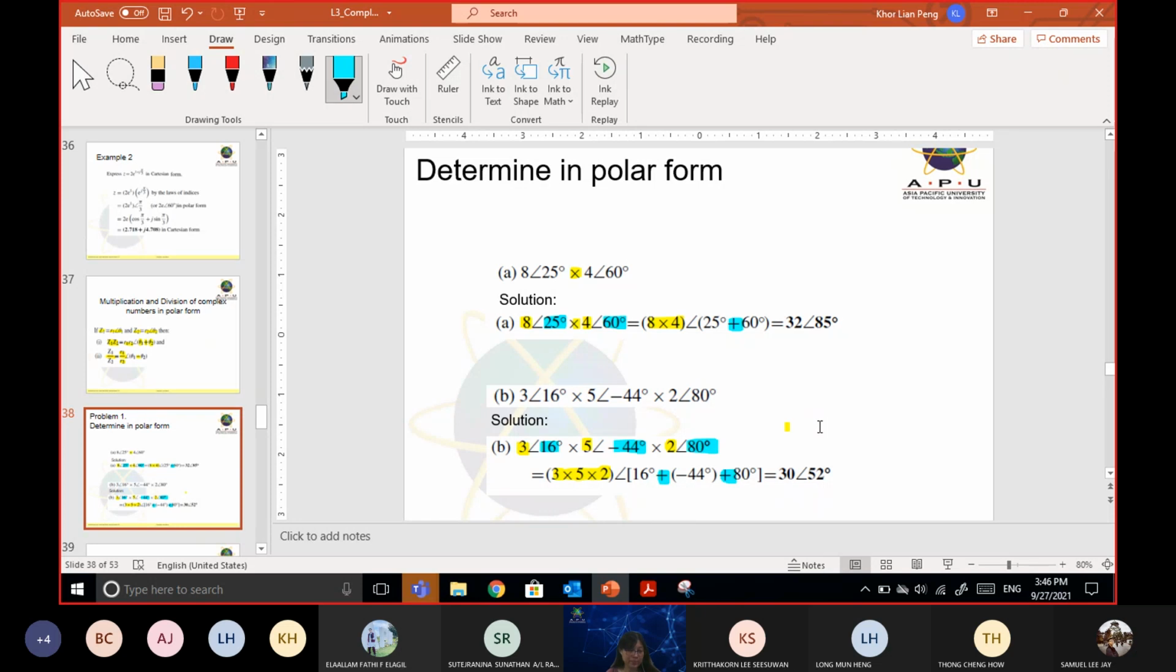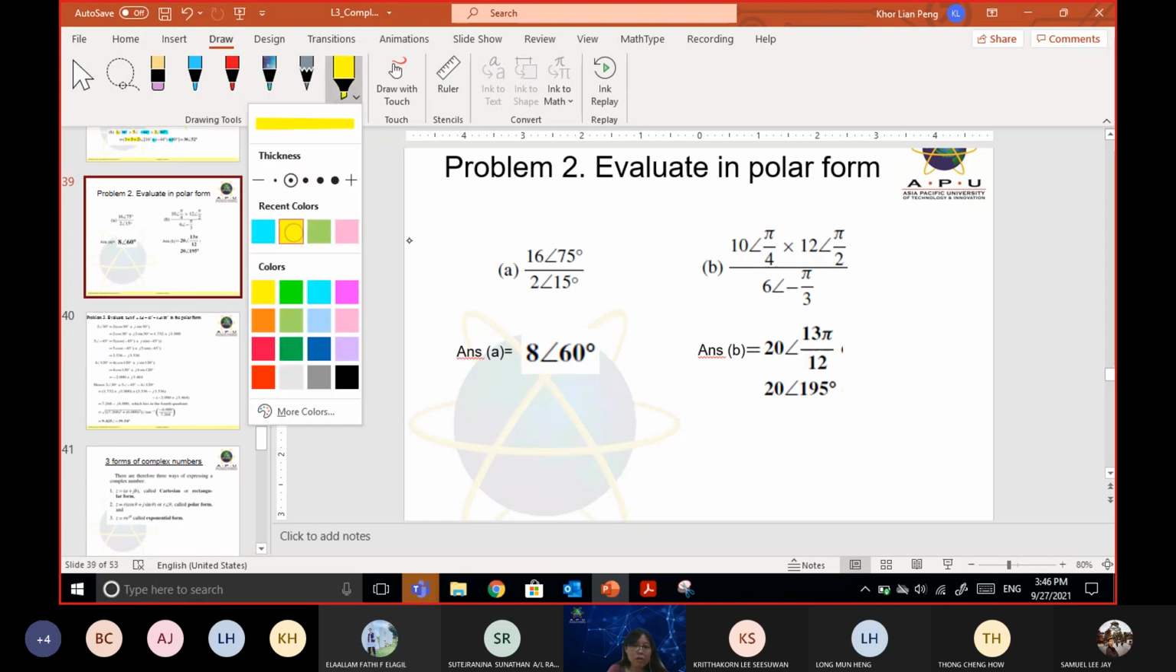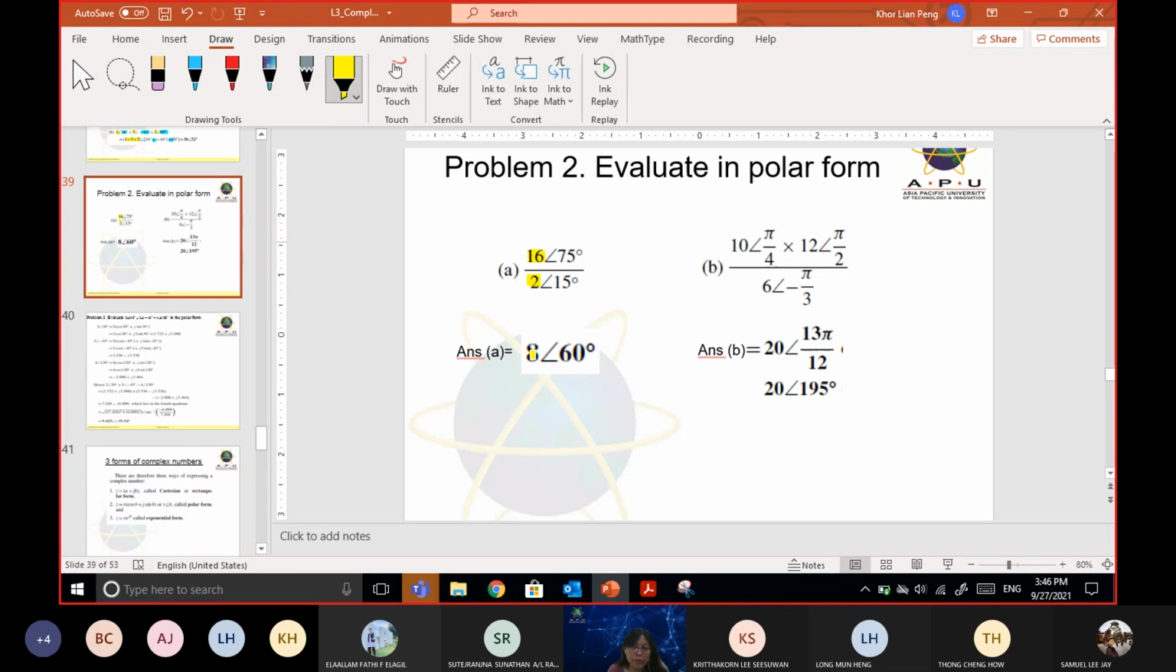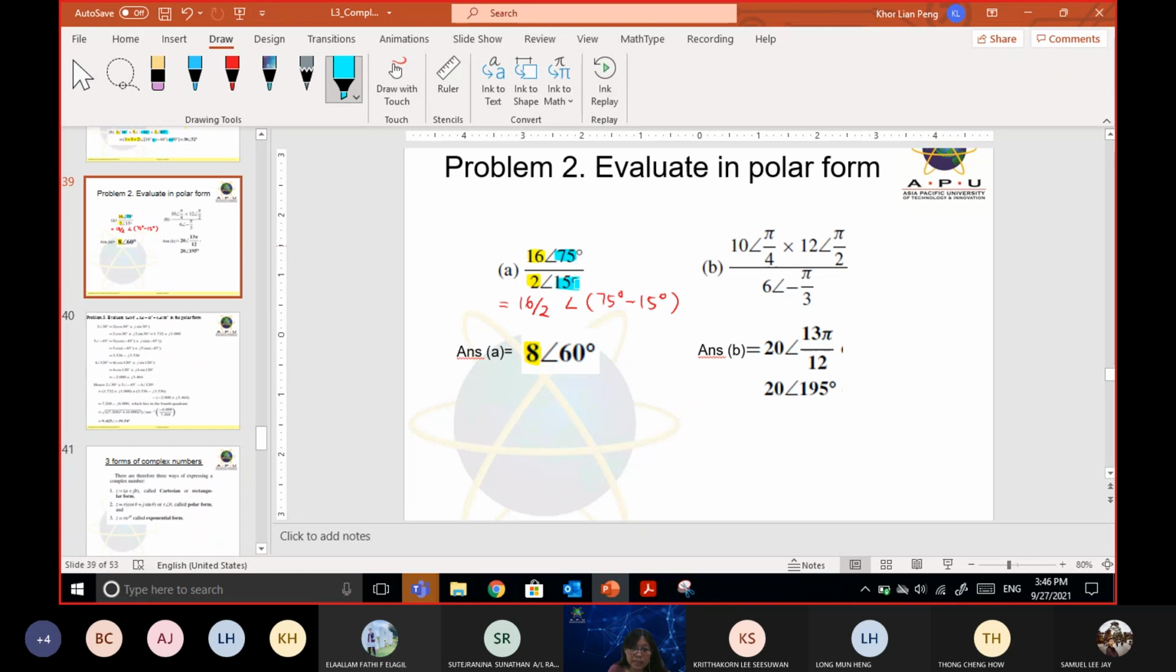The multiplication? Yes, miss. Okay, so next one is the division. When it comes to the division, for the R, we will divide. So 16 divided by 2, we get 8. That means our step is 16 divided by 2. Then for the angle, remember the top is 75, the bottom is 15, so it's a subtraction. When it comes to the theta, we will do the subtraction. So we get 60. Please take note.